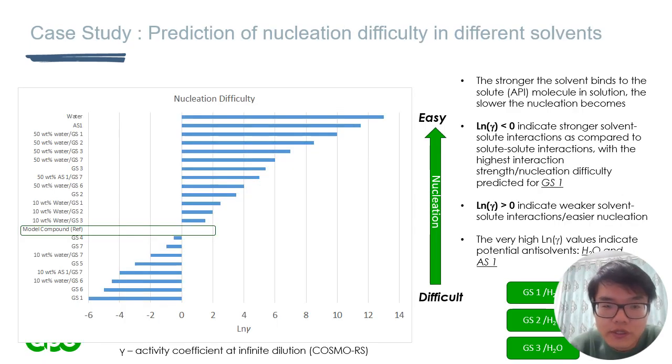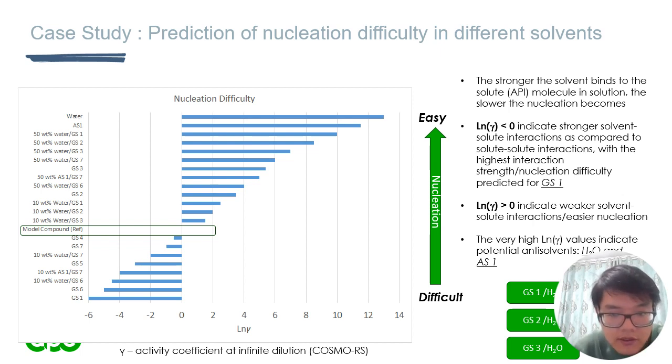In order to choose the most appropriate solvent to enhance nucleation, the activity coefficient of the API in different lead solvents and binary solvent mixtures was estimated using COSMO. An activity coefficient suggests the interaction between solvent-solute against solute-solute. In general, a small activity coefficient, such as in Glucosome 6 and Glucosome 1, would suggest much stronger solvent-solute interaction against solute-solute interaction.